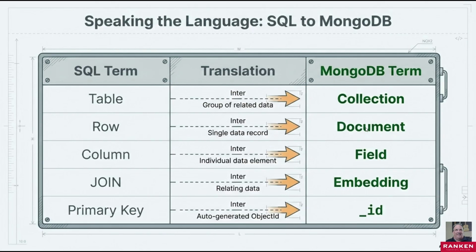When you think document, think a row. It's like a row of data, right? A field in Mongo would be like a column in a relational database. A join, remember joins, inner joins, outer joins, right? Think of them as embeddings in Mongo. An ID: in a Mongo database, every document has an ID, okay? Think of that as the primary key.